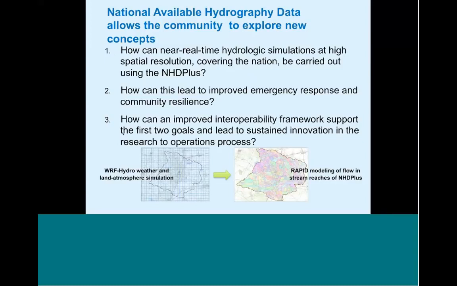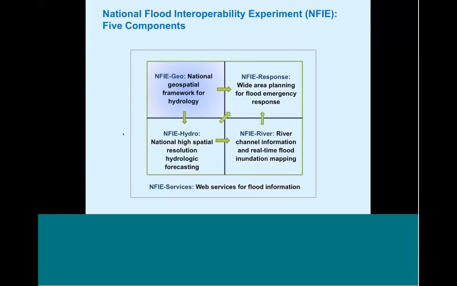goals and lead to success and sustained innovation in the research to operations process, and more importantly, the operations to research process? So there are 5 major components of the National Flood Interoperability Experiment. There's NIFI-GEO, or the National Geospatial Framework for Hydrology. There's the NIFI-Hydro. This is a coupling of high-resolution hydrologic forecasting, numerical weather prediction models, and downstream routing models.